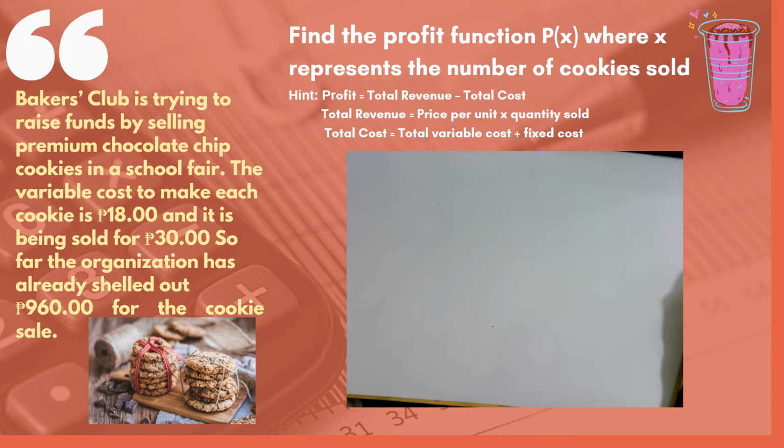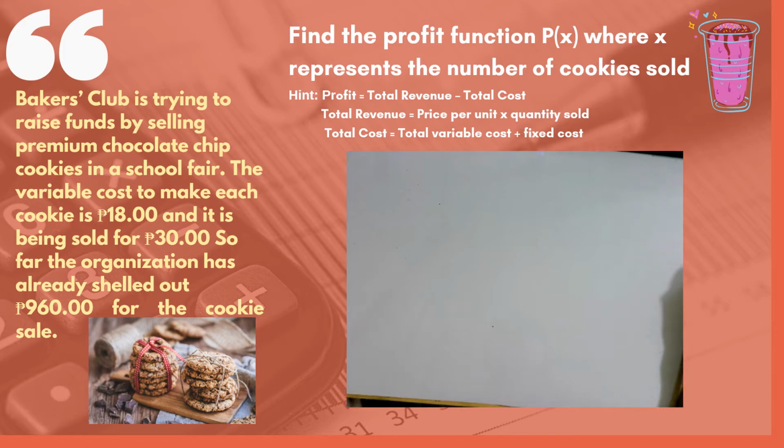Okay, so pag-usapan muna natin yung problem. So sa problem na ito, meron tayong tinatawag na variable cost ng cookie na 18 pesos. Ang variable cost ay yung pinakapuhunan kada cookie. So, ang puhunan kada cookie ay 18 pesos. At ang magiging presyuhan niya pag ibebenta na ay 30 pesos each. So, yun naman yung ating price per unit, 30 pesos.